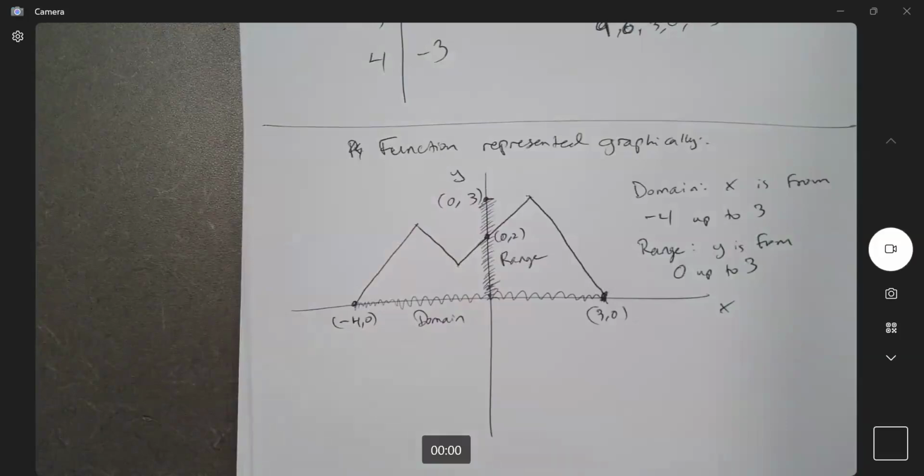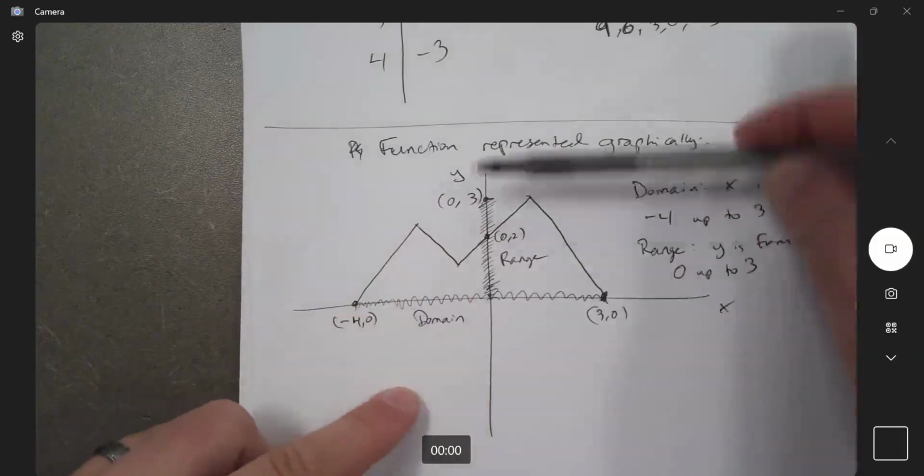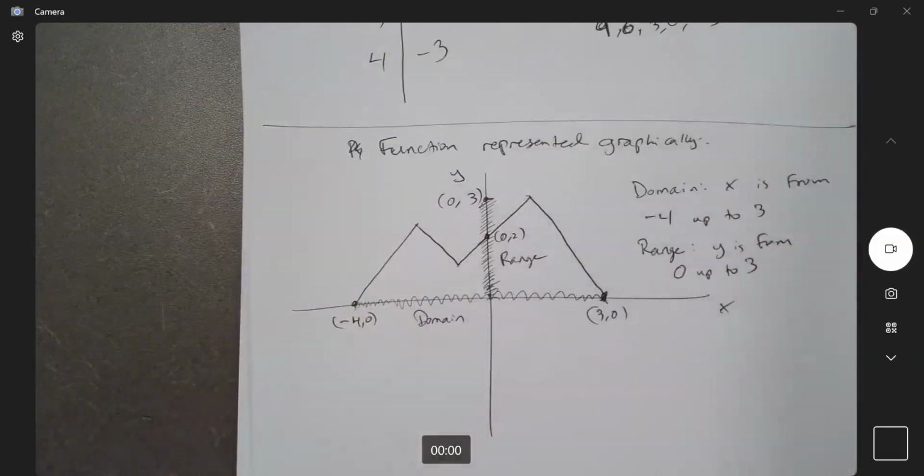The functions can be a little more complicated, but ultimately, if you use that shadow method, you should be able to say, okay, where's the function living on the x-axis and where is it living on the y-axis? Symbolic representations are much harder to figure out. We will, but I'm not going to show you now. And verbal representations can sometimes be super easy or sometimes be hard.